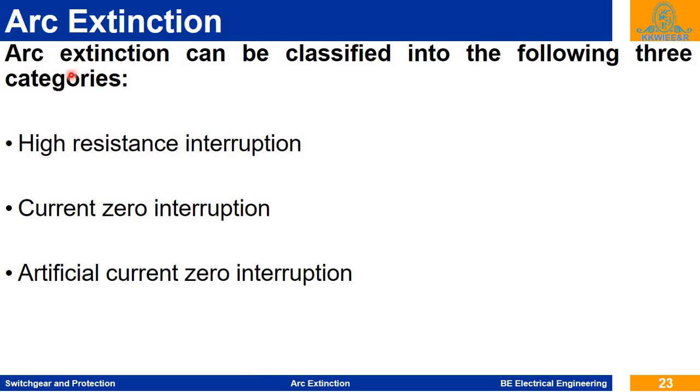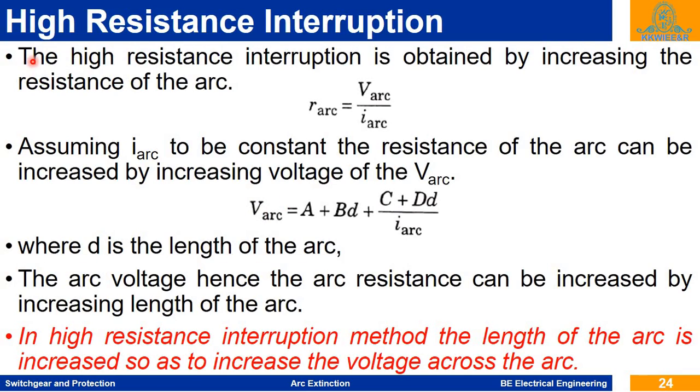The arc extinction can be classified into the following three categories: high resistance interruption, current zero interruption, and artificial current zero interruption. With the help of these three methods, the arc between the circuit breaker contacts is interrupted or extinguished. Now we'll see these three methods one by one.